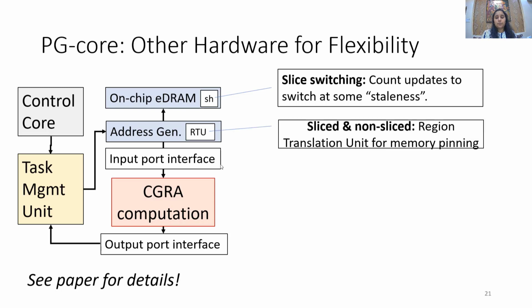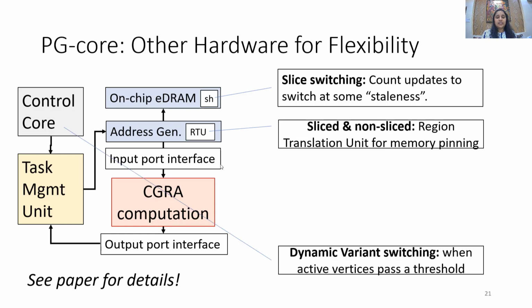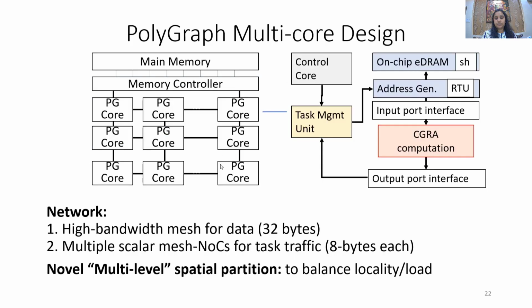In order to support both sliced and non-sliced variants, we add a region translation unit in the address generator. This unit maintains the address ranges of the pinned regions and can enable the on-chip EDRAM to behave as both a cache or a scratchpad when needed. Finally, we identify that there is a benefit in dynamically switching variants, even during the execution of a single algorithm. This is done at a very coarse grain and hence can be supported at the control core itself.